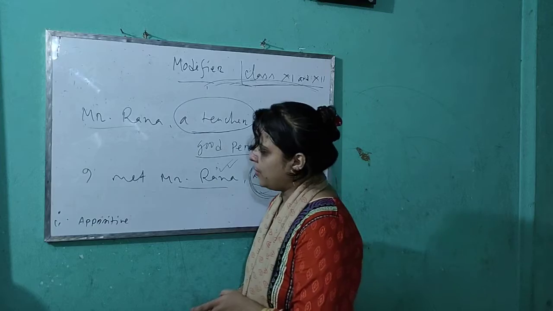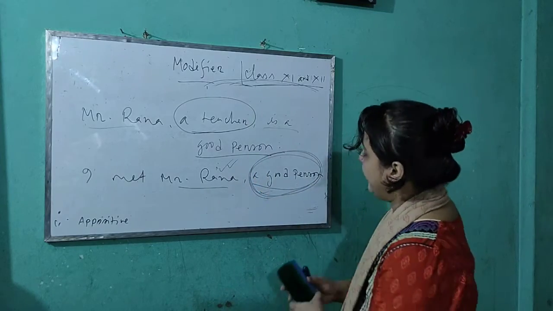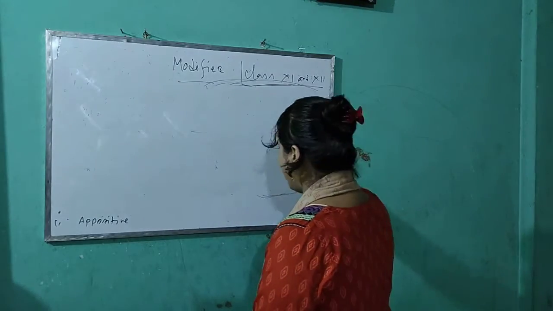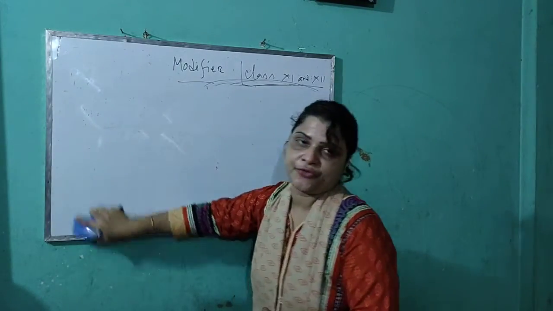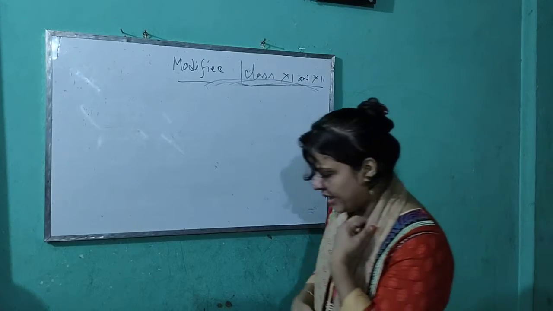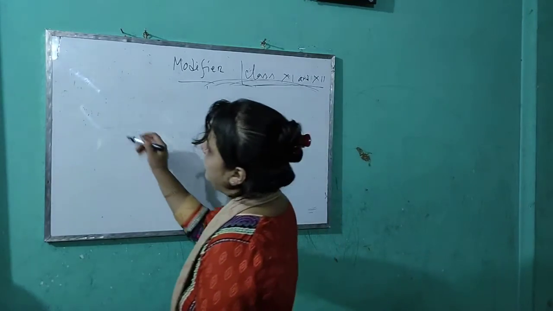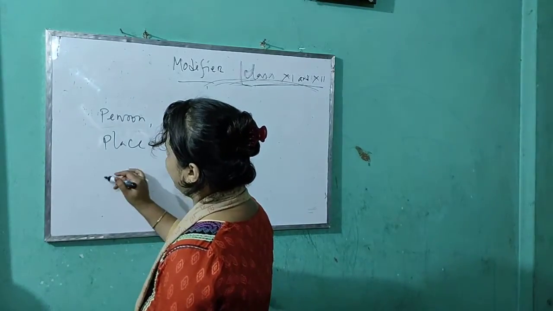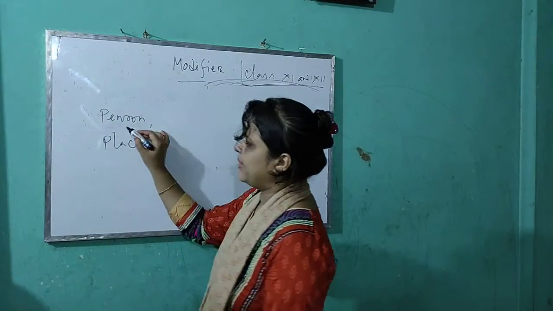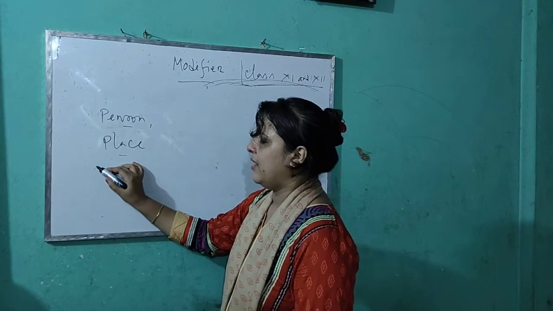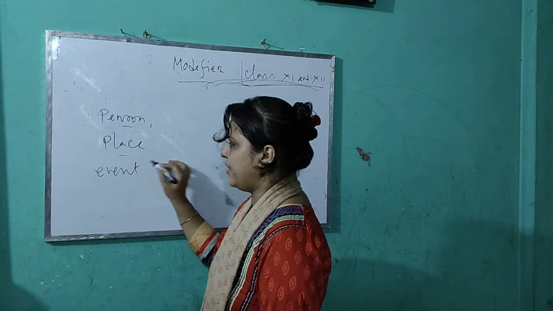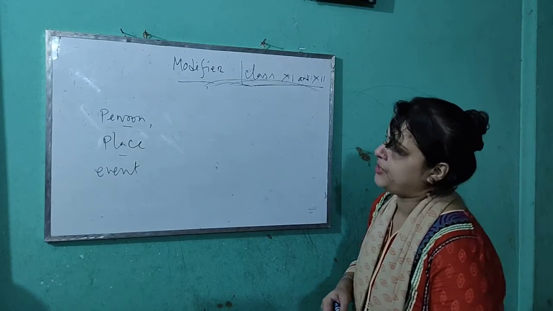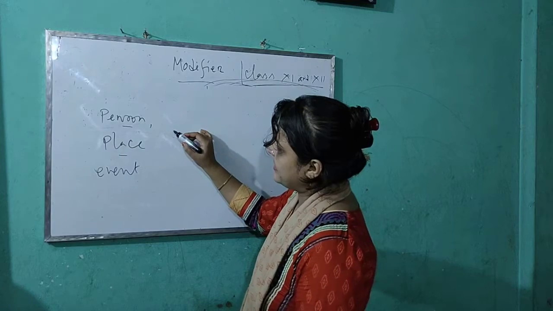Okay, so I hope that in every examination you will be asked to use an appositive. Okay, an appositive can be on a person or place, or event, or any information, like this.